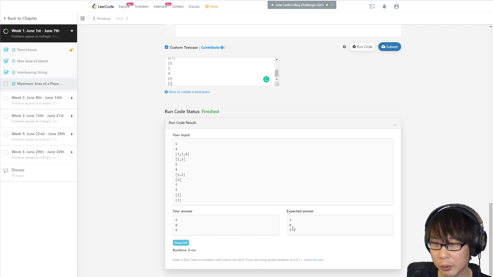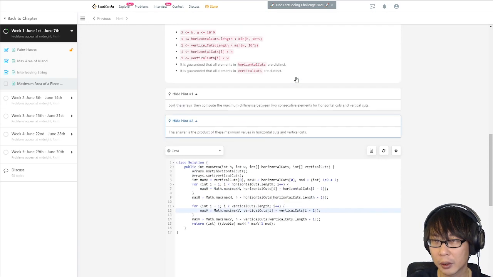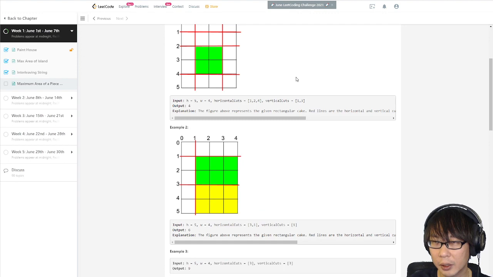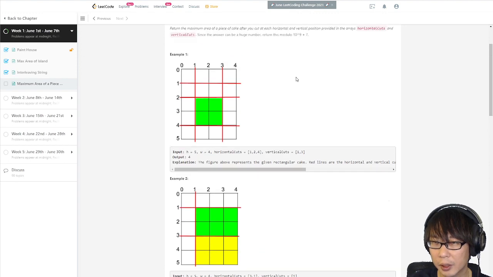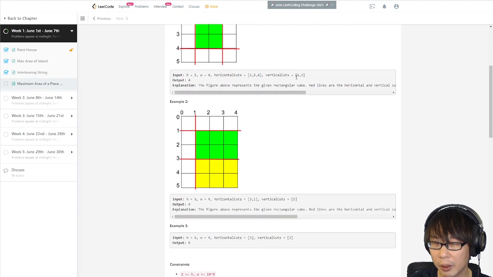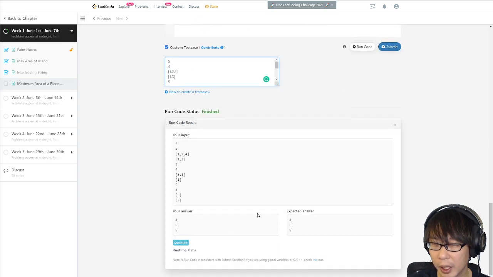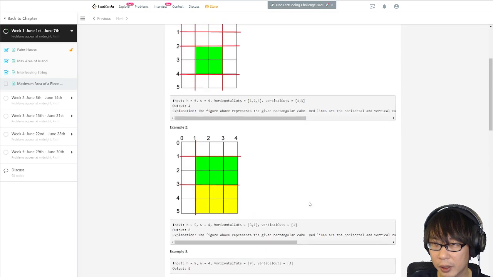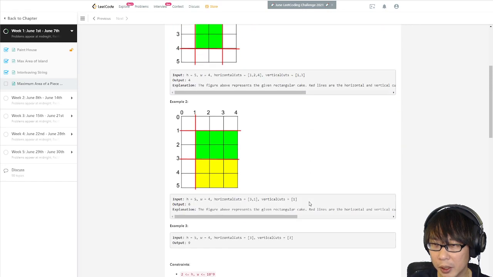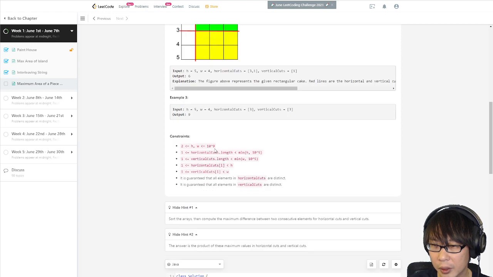So the second one is wrong. Let me check why. The second one I got 6. How? I don't know how much I got. I got 8. So there's something wrong with my second. So the maximum is this.